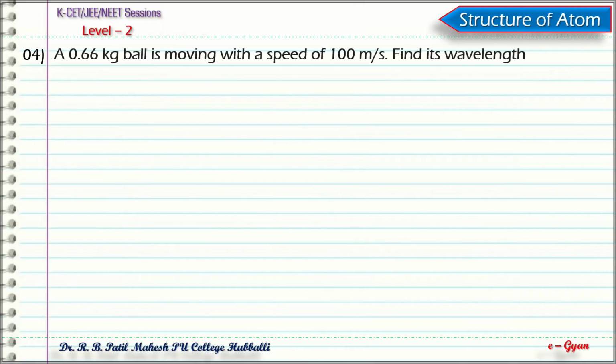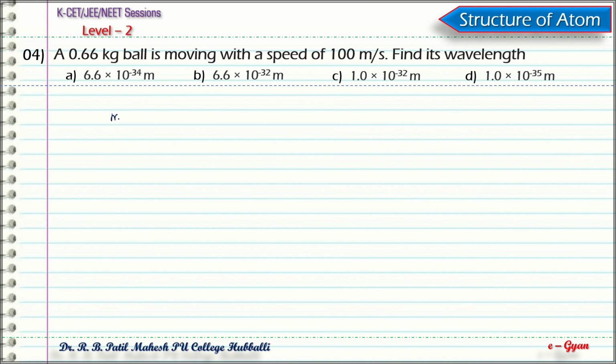Question number 4. A 0.66 kg ball is moving with a speed of 100 meter per second. Find the wavelength. Mass is equal to 0.66 kg and velocity is given, it has 100 meter per second. According to de Broglie, lambda is equal to h divided by p, which is also equal to h divided by m into v. Substitute the values and we will get the answer.